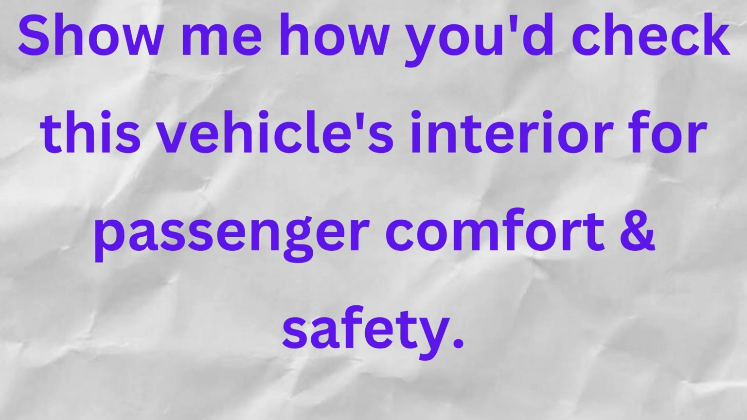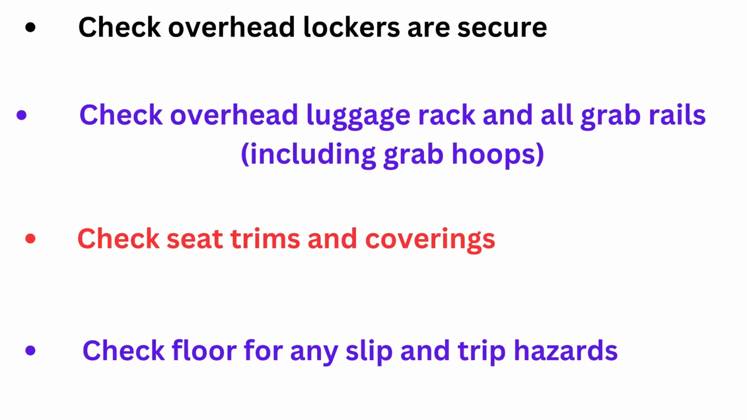Show me how you check this vehicle's interior for passenger comfort and safety. 1. Check overhead lockers are secure. 2. Check overhead luggage rack and all grab rails, including grab hoops. 3. Check seat trims and coverings. 4. Check floor for any slip and trip hazards.